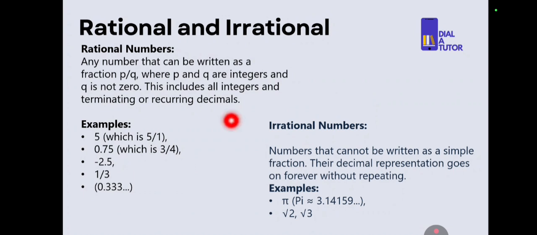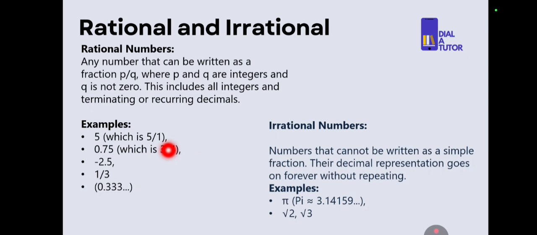Now I want to talk about rational numbers. What is a rational number? A rational number is any number that can be written as a fraction, like p over q or a over b, where p and q are integers and q will not be 0. This includes all integers and terminating and recurring decimals.